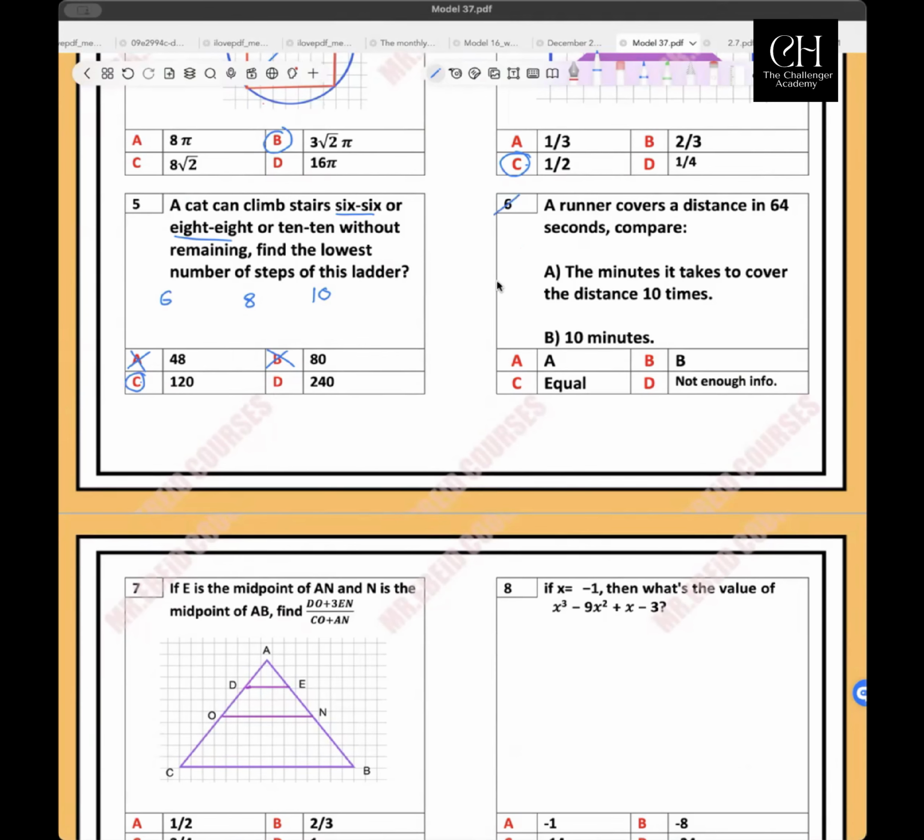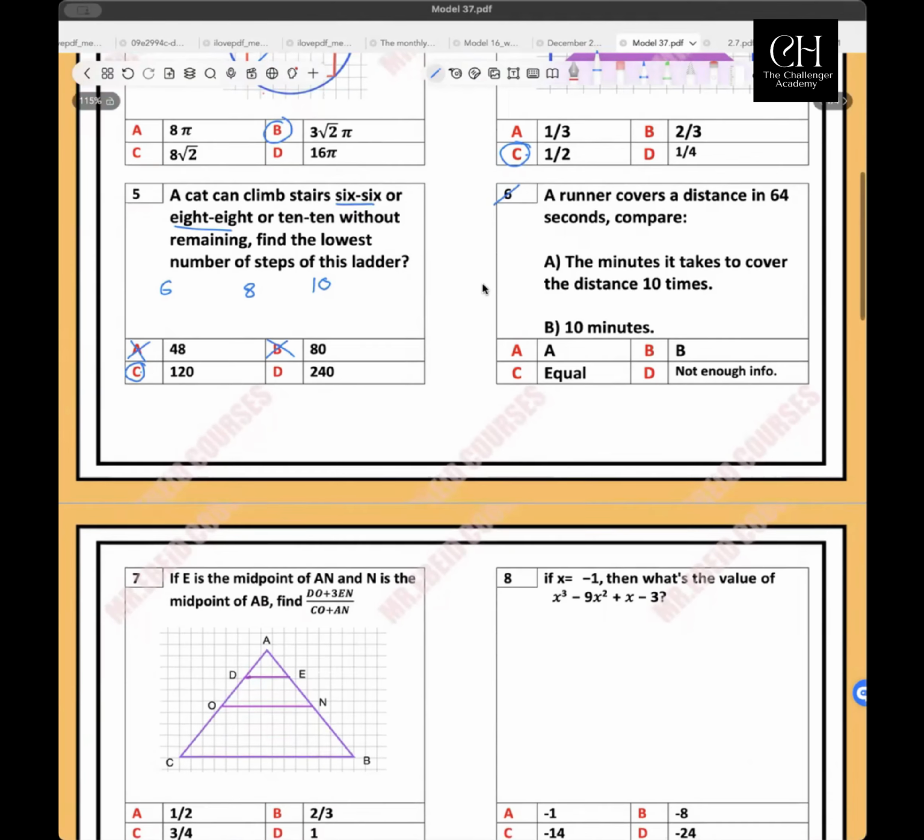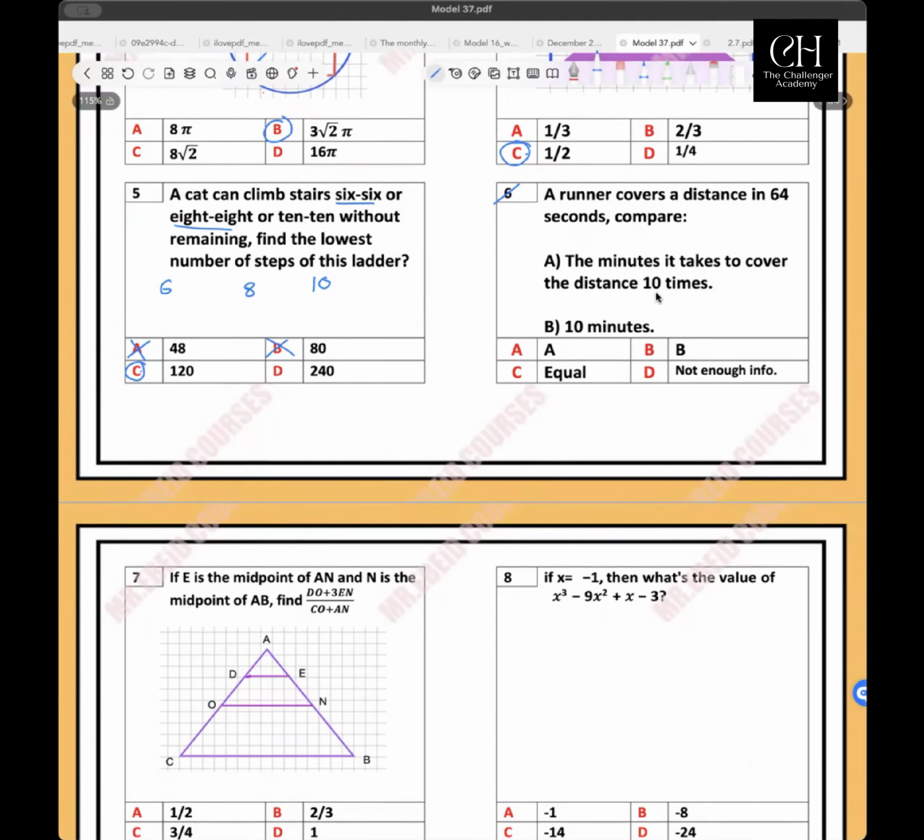A runner covers a distance in 64 seconds. Compare the minutes it takes to cover the distance 10 times. So to find the number of minutes to cover this distance 10 times, you can multiply 64 times 10, which equals 640 seconds. We can change 10 minutes to seconds. We can multiply it times 60, as you know that we have 60 seconds in 1 minute, so it will be 600 seconds.